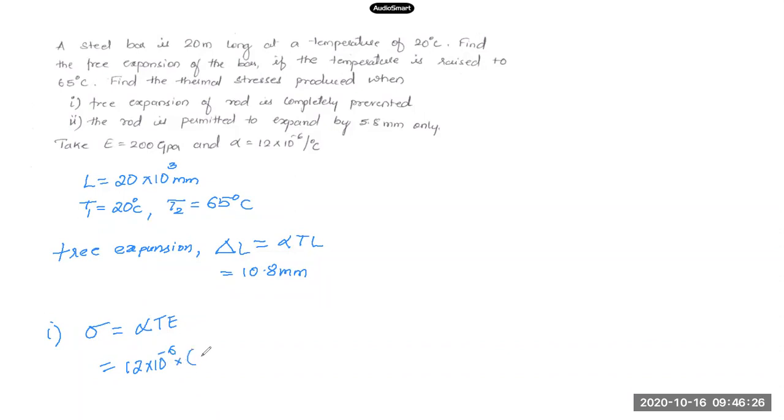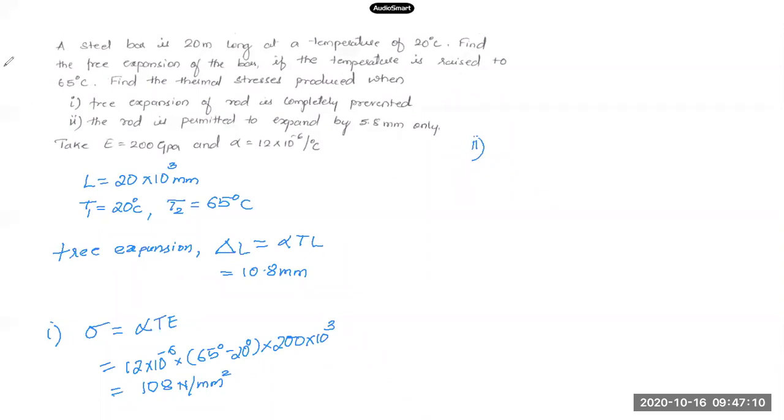Others, please try that. 65 degrees minus initial temperature 20 degrees, into 200 GPa, that is 200 into 10 raised to 3 MPa, or 200 into 10 raised to 3 Newton per mm square itself. So it's 108 Newton per mm square. Okay, so this is the stress that will be developed when we completely prevent the expansion of that bar.